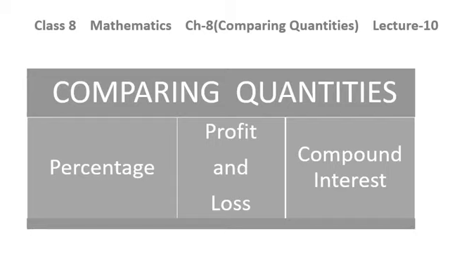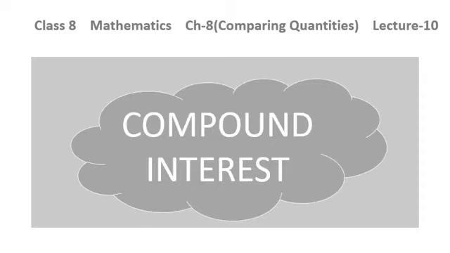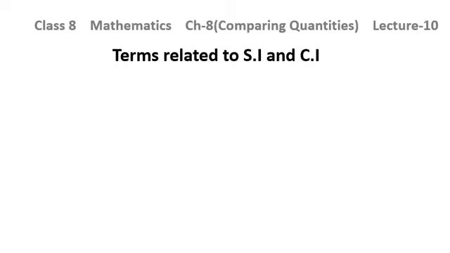In the previous lecture also I told you that comparing quantities chapter consists of three concepts: percentage, profit and loss, and compound interest. In the previous lecture number 9, we have covered these two concepts. Now I will be covering the concept of compound interest.